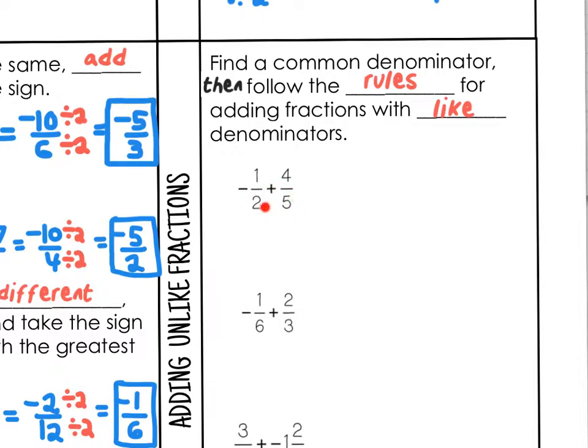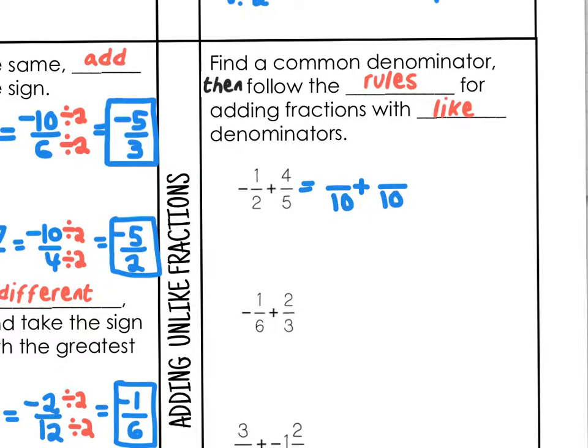So I often tell kids, okay, take a look at the bigger denominator. Since 2 does not go into 5 evenly, we do multiples of 5 until 2 goes into it. So the next multiple of 5 is 10. So that's going to be our common denominator. So here we're going to write both of them as a fraction over 10. So this is going to be over 10, and this is going to be over 10.